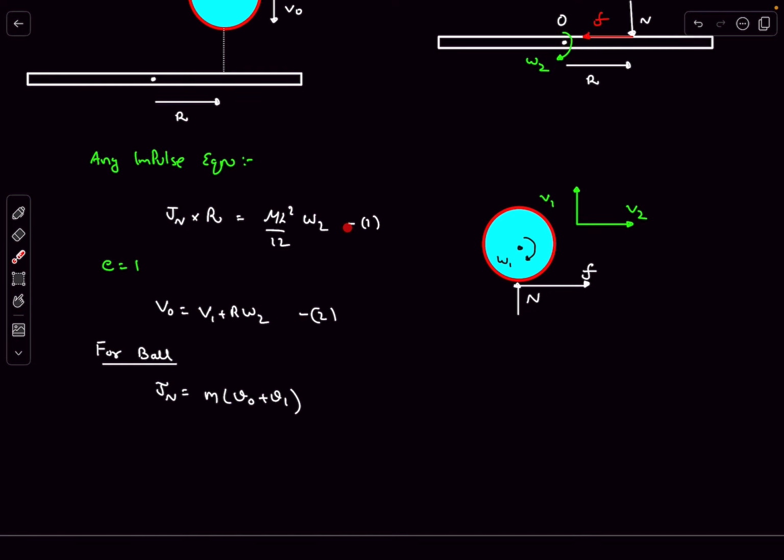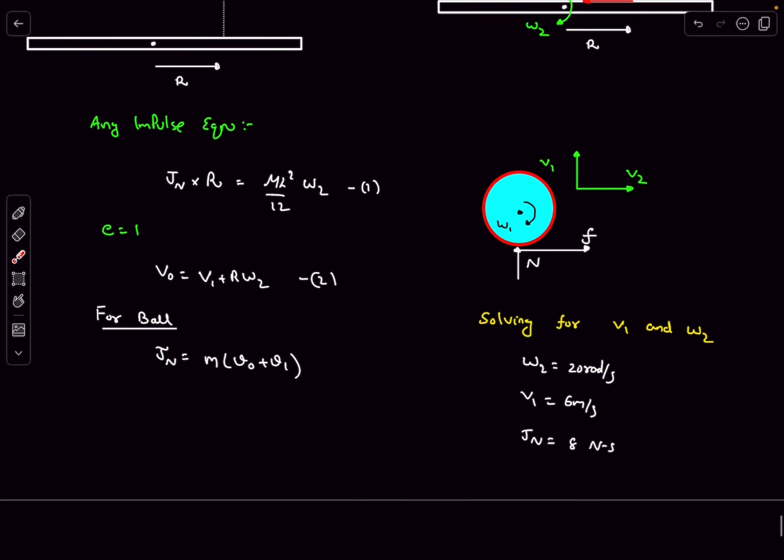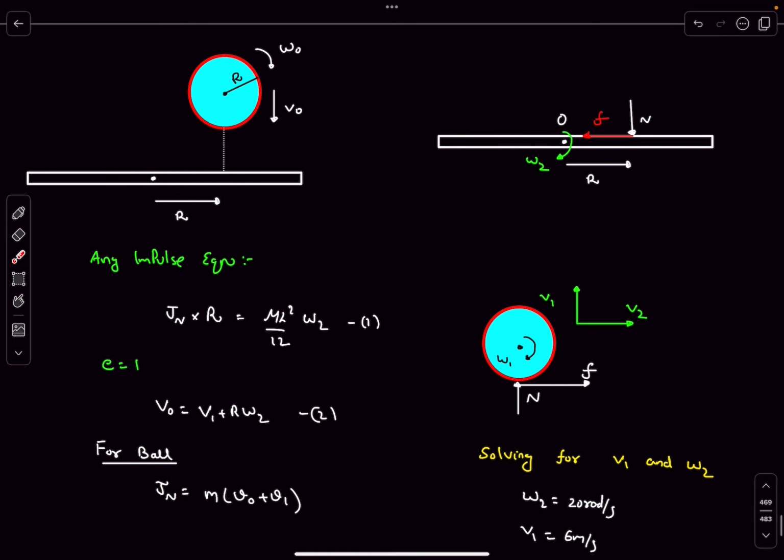Now from these three equations, the unknowns are Jn, v1 and omega 2, so we can solve for all of them. After solving these three equations, we get the value of omega 2, which is the angular velocity of the rod, as 20 radians per second, and v1 as 6 meters per second. So omega 2 was the angular velocity of the rod, which is 20 radians per second.